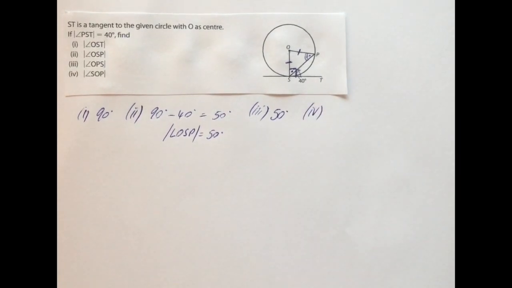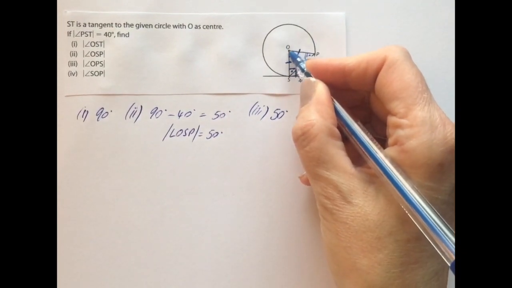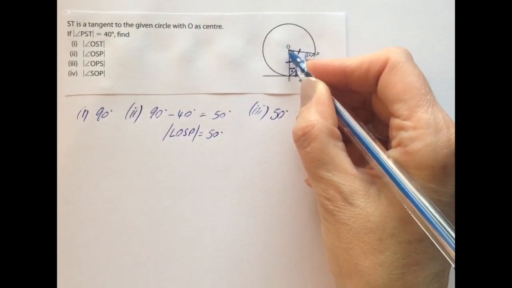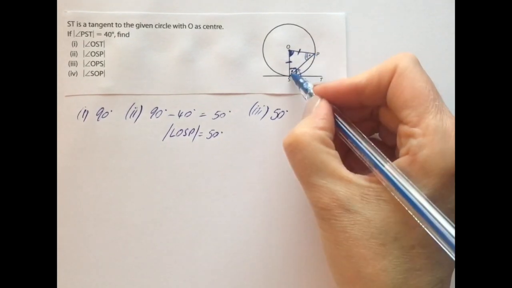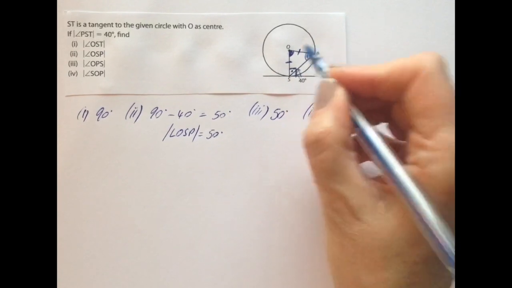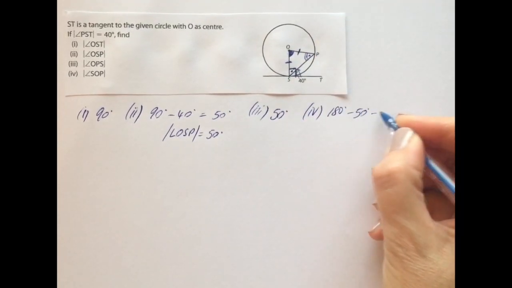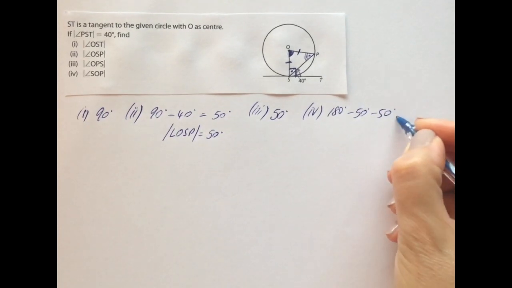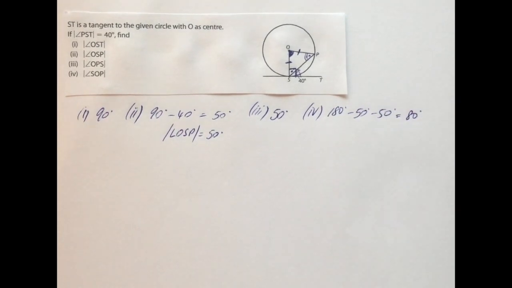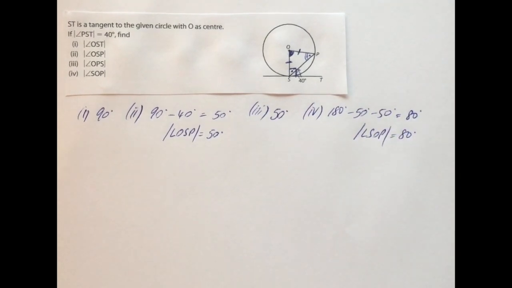And the last part, part 4, angle SOP. SOP is this angle at the top in that isosceles triangle. If the three angles of the triangle add up to 180, and that's 50, and that's 50, then what do I need to add up to 180? Let's take away the two angles that I have, and of course I get 80 degrees. So that angle SOP is equal to 80 degrees.